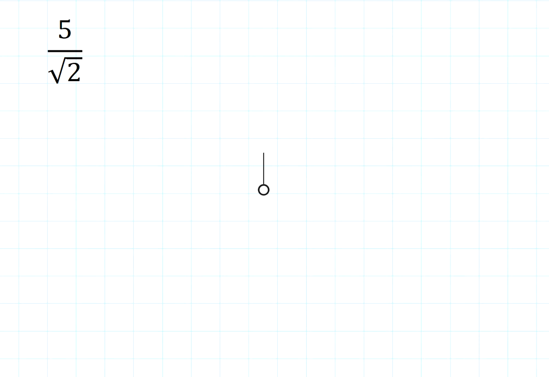So in this one, you can see I've got 5 divided by the square root of 2. And it's not a problem that I have radicals in the final form. In fact, it's going to be necessary. What's the problem is that we don't want to have a radical left in the denominator. So to simplify this, we're going to rationalize the denominator. We're going to make it a rational number.